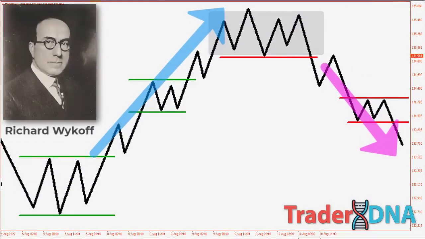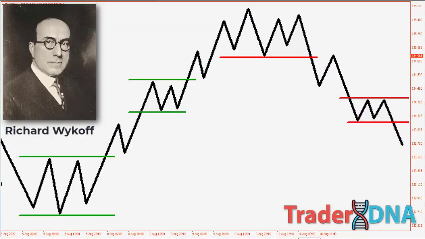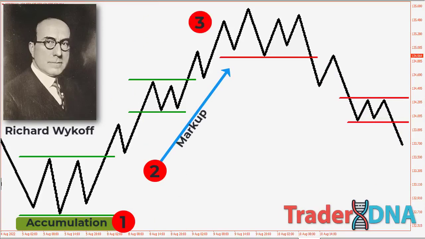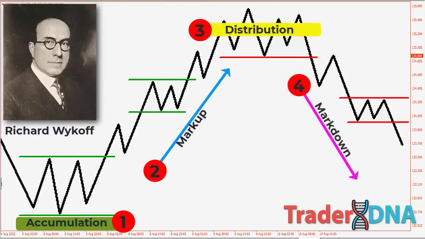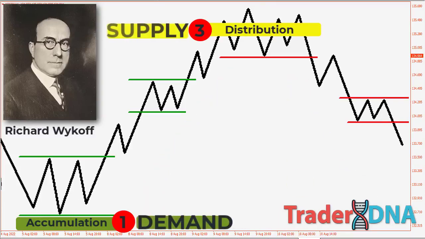Richard Wyckoff was one of the first market analysts to explain the interaction of these phases, giving them four labels. First, accumulation. Second, markup. Third, distribution. Fourth, markdown. They can be seen in Richard Wyckoff's classic schematic of market action. It is in the understanding of Richard Wyckoff's explanation of market price action that supply and demand zones are also known as accumulation and distribution zones.